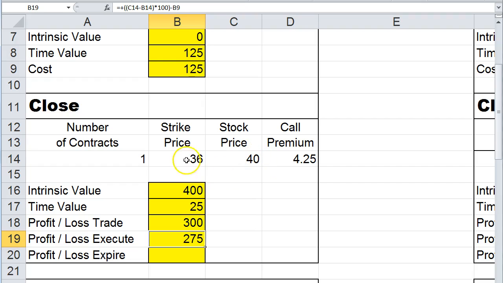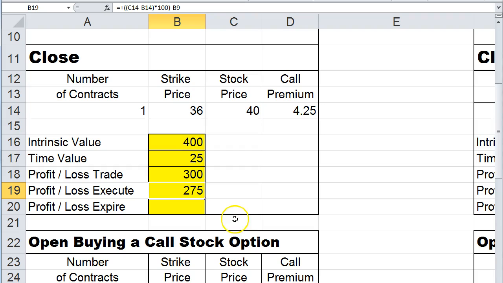I'm going to purchase the stock at 36. That's my strike price. I'm going to sell it at 40. I'm going to make $400. Once I subtract out the cost of buying the option, I get my profit for executing. And you'll see that executing is less than the trading. That's why most people will trade their contracts, not execute them.